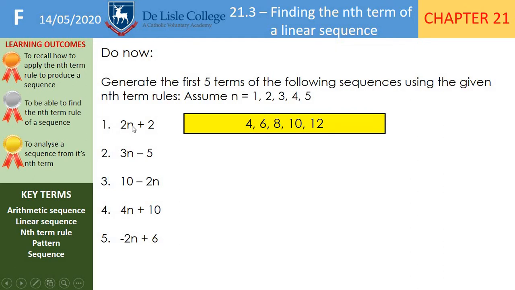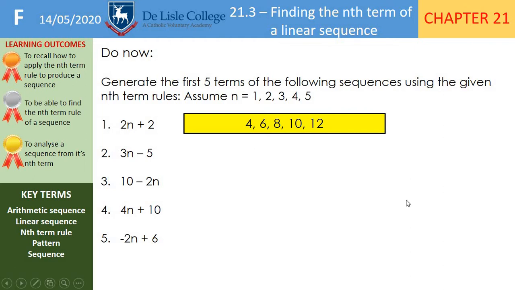So if n is 1, 2 times 1 is 2, plus 2 gets us 4. And then when n is 2, 2 times 2 is 4, plus 2 is 6. And we can see we've got that constant of adding 2 each time. And we did touch on the fact there is a link between the value with the n and your constant or your common difference, and that'll come into play today.